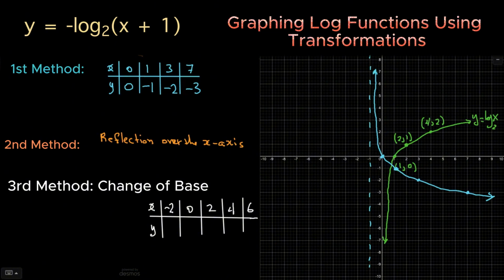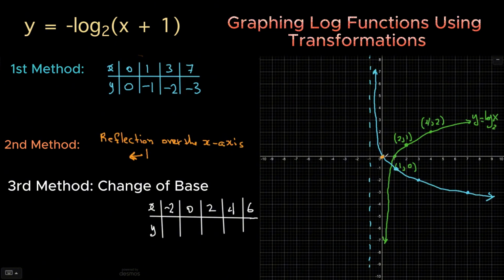We also have x plus 1 inside the brackets. That indicates the graph is going to move 1 to the left. So now let's look at these points right here. This point here, it's a reflection over the x-axis. The point is right on the x-axis, so it doesn't reflect. And then it's 1 to the left, so it goes right there.